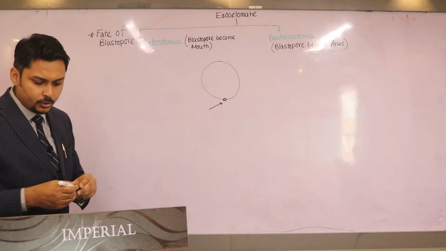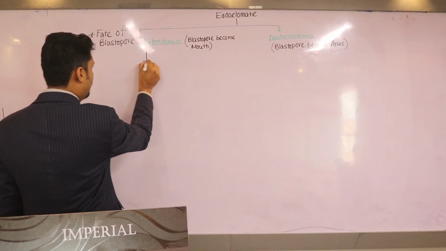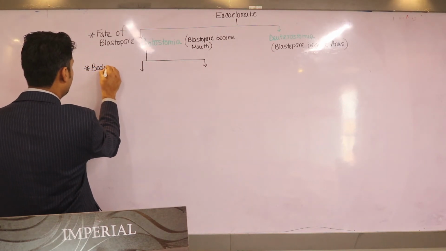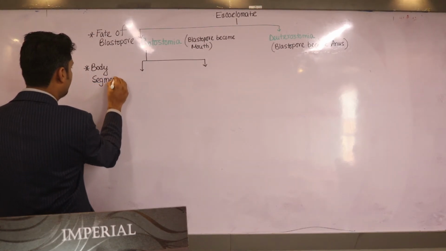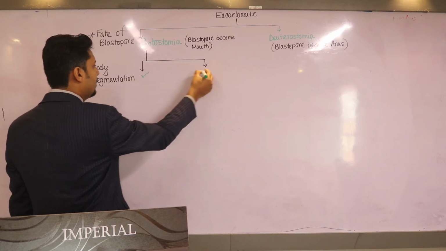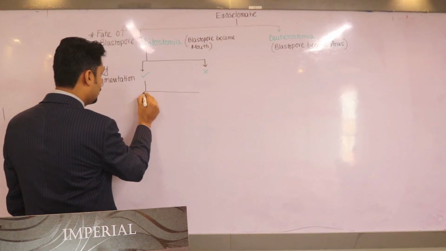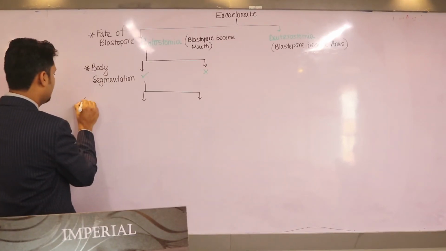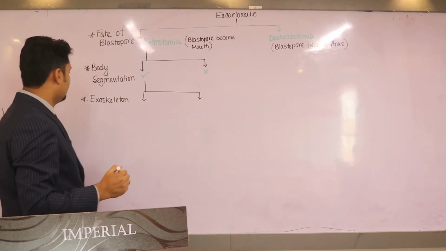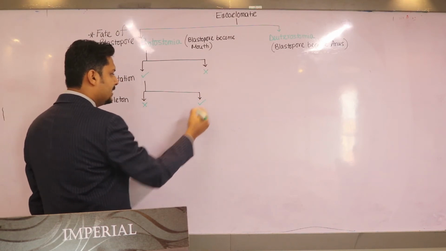Based on the fate of blastopore. So those are protostomia. We can further classify them on the basis of body segmentation. Remember, on the basis of body segmentation. For some group of organism, their body is segmented, and for some group of organism, their body is not segmented. Those group of organism whose body is segmented are further classified on the basis of exoskeleton. Remember, on the basis of exoskeleton. For some group of organism, their body has no external exoskeleton, and for some group of organism they have exoskeleton.